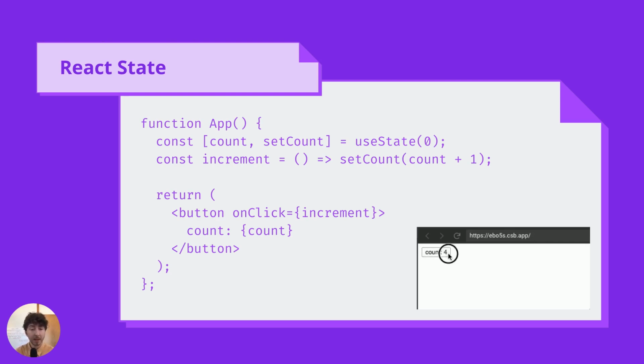On the second line, we have a very basic lambda that is just a wrapper around setCount called increment, and it's just going to set count to be the current count plus 1. So it's just going to increment the count by 1. Then we're going to return a button element, and on click, we're going to call increment. And inside the button element, we're going to display the current value of the count state, which will start at 0.